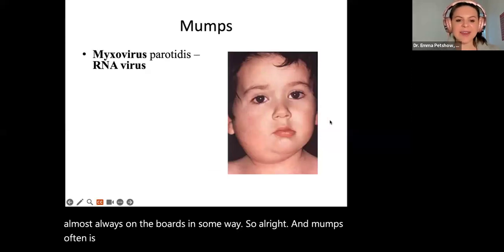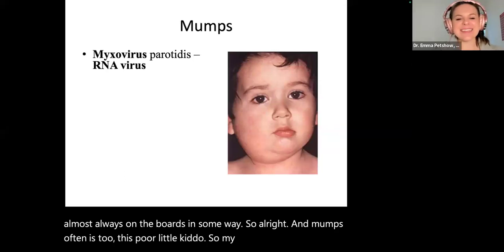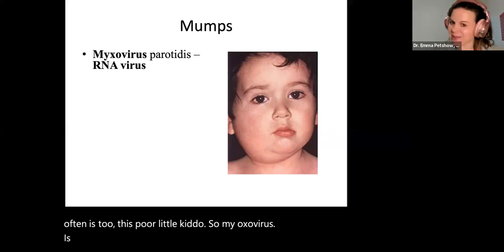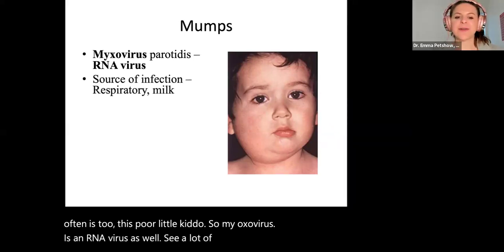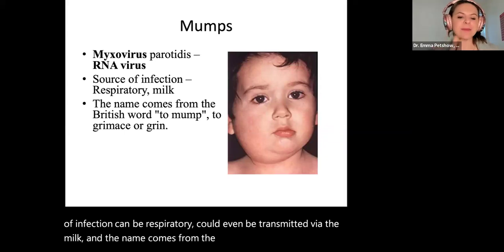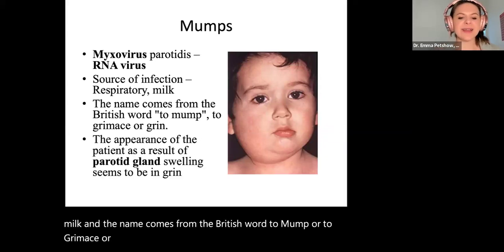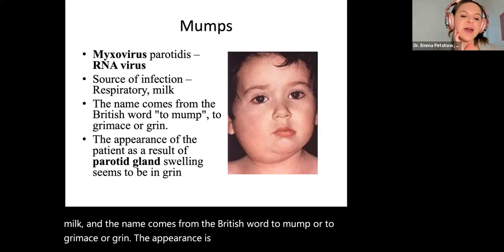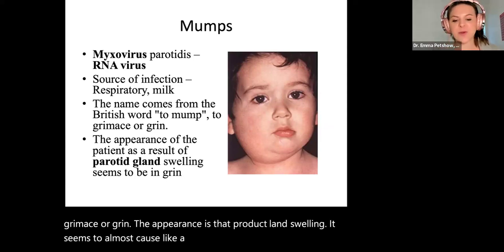This poor little kiddo. So myxovirus parotitis is an RNA virus as well. So we see a lot of RNA viruses so far. The source of infection can be respiratory. It could even be transmitted via the milk. And the name comes from the British word to mump, or to grimace or grin. The appearance is that parotid gland swelling. It seems to almost cause a grin, but it's just the parotid gland that's swollen.